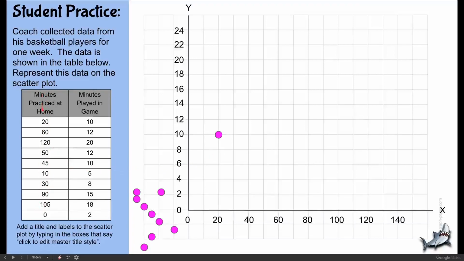So you're going to put practiced minutes at home, minutes played in the game. So you want to see, is there a relationship between the more they practiced at home, were they better for the game? Like the coach put them in more so they could play more. And then right here it just says add the title and labels to the scatter plot by typing in the boxes. And I'll show you that in just a minute. And these will be movable.